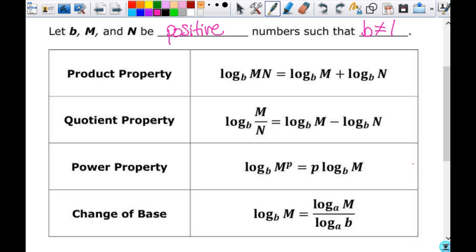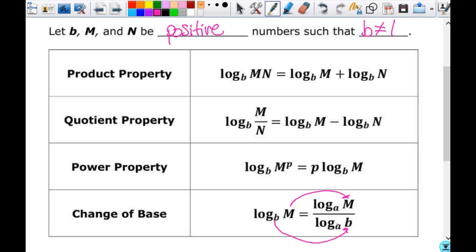Power property, change of base here. If I need to change this base to match something else, then my new base is a. Whatever was out in front of the log comes in the numerator, and then the old base goes to the denominator every time. And your new base has to match in the numerator and the denominator. So it's a pretty simple thing to do. You just have to be able to remember the order and what you're doing with it.